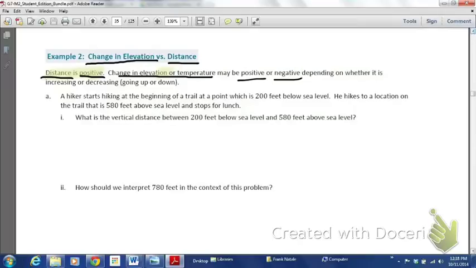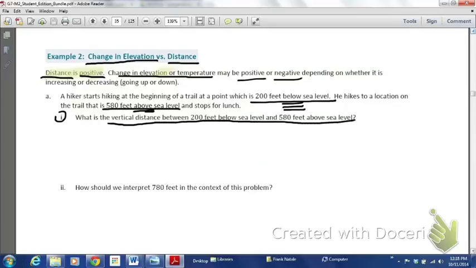So here's an example. A hiker starts hiking at the beginning of a trail at a point which is 200 feet below sea level. That word below should key us into something. He hikes to a location on the trail that is 580 feet above sea level. Here's that above, very important. And he stops for lunch. The first question asks, what is the vertical distance between 200 feet below sea level and 580 feet above sea level?